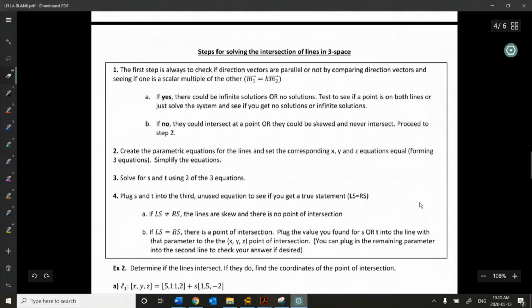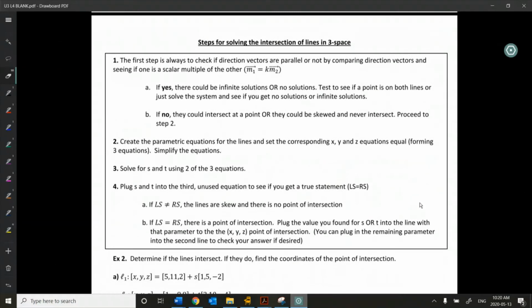Okay, so for our steps for solving for intersections of lines in 3 space, the first thing that we always want to check is whether the direction vectors are parallel or not. So is one a scalar multiple of the other, or are they the same? If yes, you could have the infinite solution, so they're either parallel coincident, or you could have no solutions, meaning they're parallel distinct. If they're parallel coincident, that means they share all points.